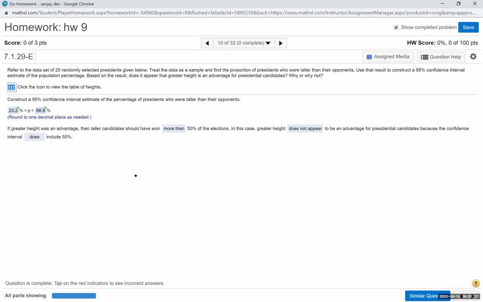elections. But in this case, the greater height does not appear to be an advantage for presidential candidates because the confidence interval, see, it does include 50% is in here. That's why.